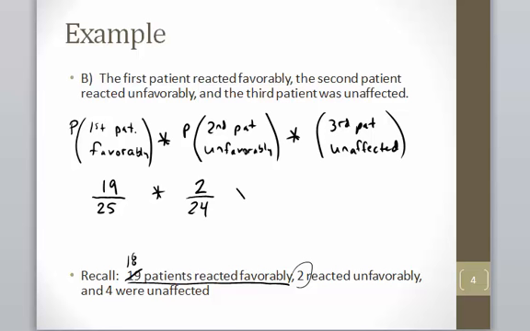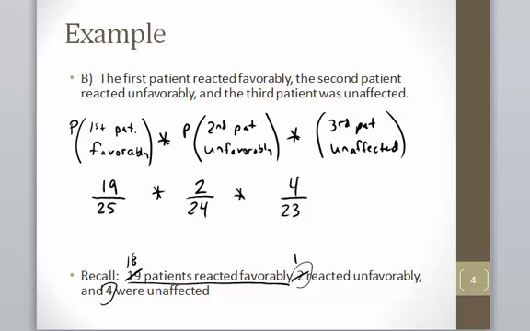Okay, now we're moving on to the third probability. We've now reduced that to 1. So our total number of patients, 18 and 4 and 1, makes 23. And how many of those are unaffected? We have a total of 4 that were unaffected. And so we're going to multiply these 3 together.